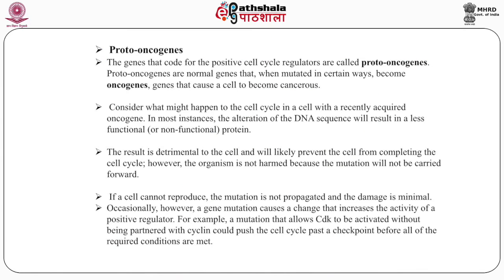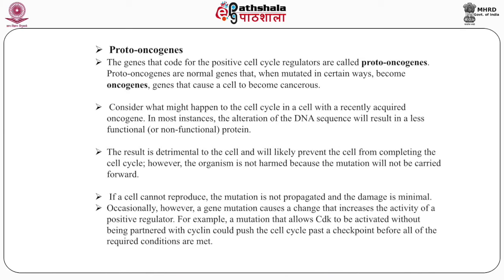Now, the two main categories of genes which affect cell cycle growth are proto-oncogenes and suppressor genes. So, genes which promote cell cycle growth are called proto-oncogenes, and these are normal genes that, when mutated in certain ways, become oncogenes, genes that cause a cell to become cancerous. So, it is promoting cell proliferation and thus cell growth.